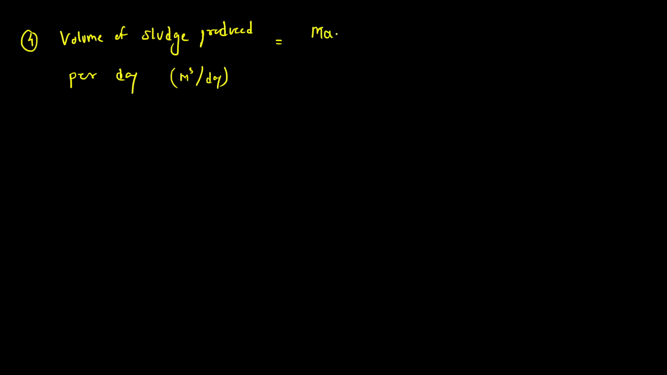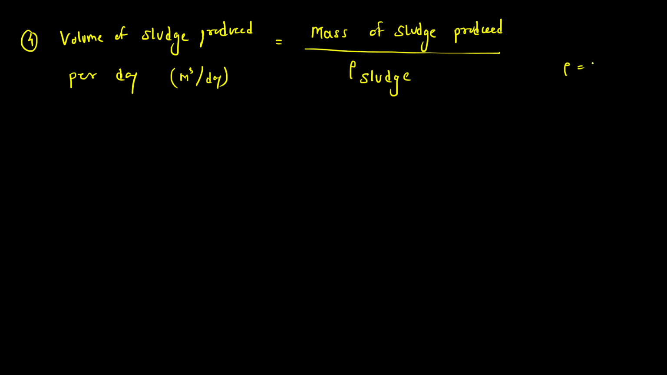Next, we will see what is the volume. So, volume of sludge produced per day. This will come in meter cube per day. So, it is mass of sludge produced divided by density of sludge. So from the density formula only we have written it. See, density formula is mass divided by volume.